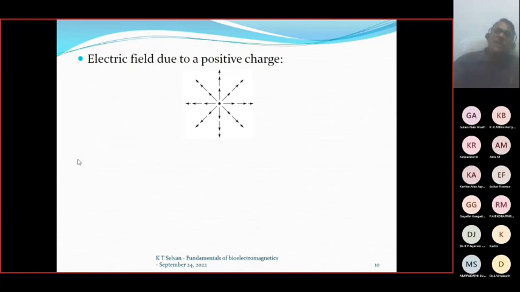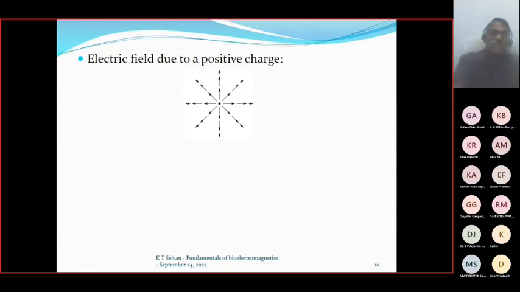By convention, we represent the electric field due to a positive charge using outward directed radial lines like this. The arrow represents the direction and the length represents the magnitude. So we can see that the magnitude falls off at larger distances. The larger the distance from the charge, the smaller is the electric field. Please remember that this is only a visualization idea. The lines don't really represent actual lines existing. That is just for visualization.